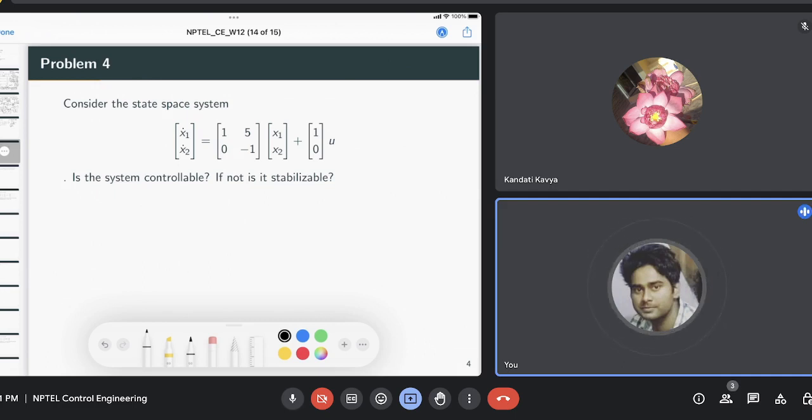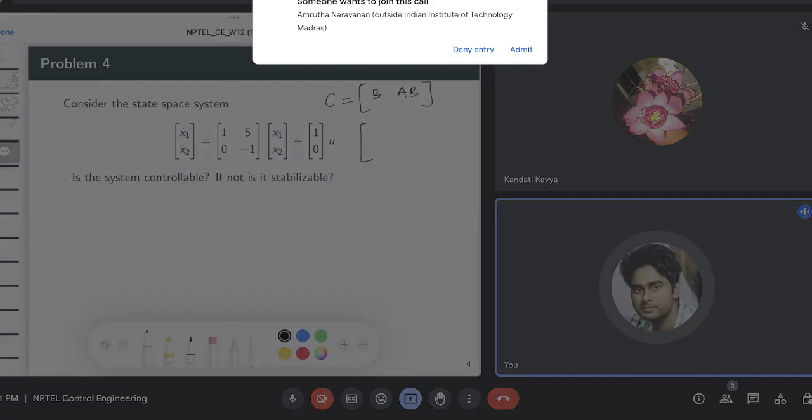One easy way to check this is, for a 2 cross 2 system, we form the controllability matrix. If this controllability matrix is full rank, that means its determinant is not equal to 0, then the system is controllable. So we see what this controllability matrix is.